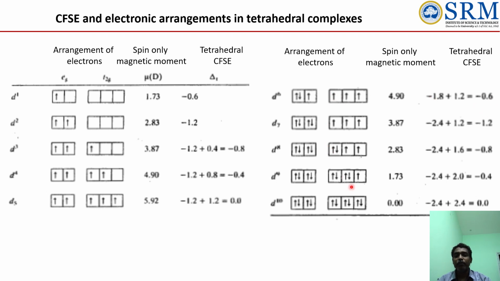So with respect to the CFSE calculations, always be careful when comparing octahedral complexes. You have t2g as the stabilizing set, and the first electron comes to the t2g, not to the eg. So the very first electron always comes to the stabilization zone. That is t2g in the case of octahedral complexes, and e only in the case of tetrahedral complexes. This is what you have to always remember.